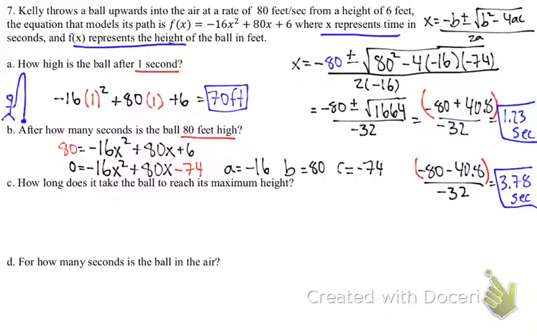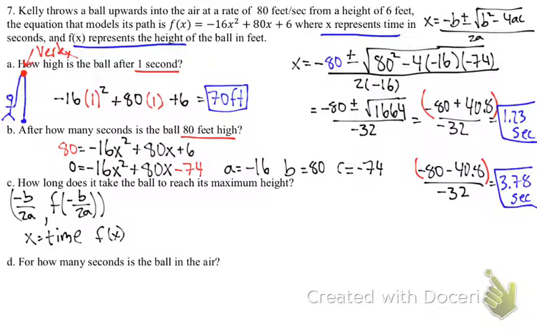Part C, how long will it take the ball to reach its maximum height? The maximum height is at the very top of the path. Since it's a parabola, we know the very top is called the vertex. So we're going to try to find the vertex. The formula to find the vertex is negative b over 2a and f of negative b over 2a. Negative b over 2a gives us our x value, which stands for time, and f of negative b over 2a, f of x, stands for your height.